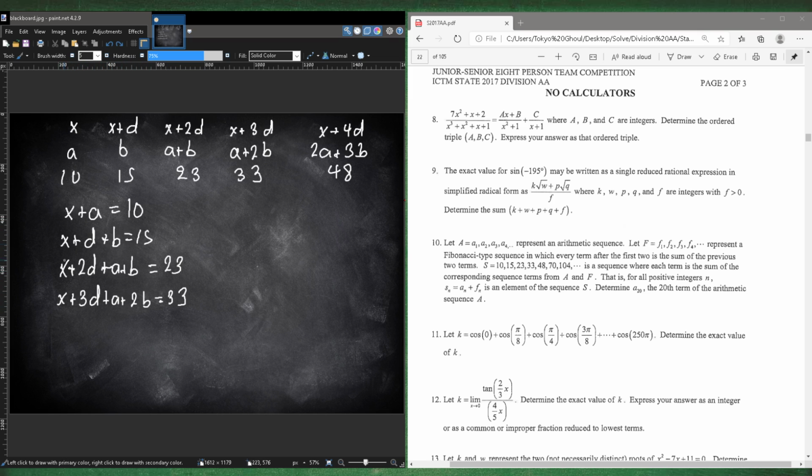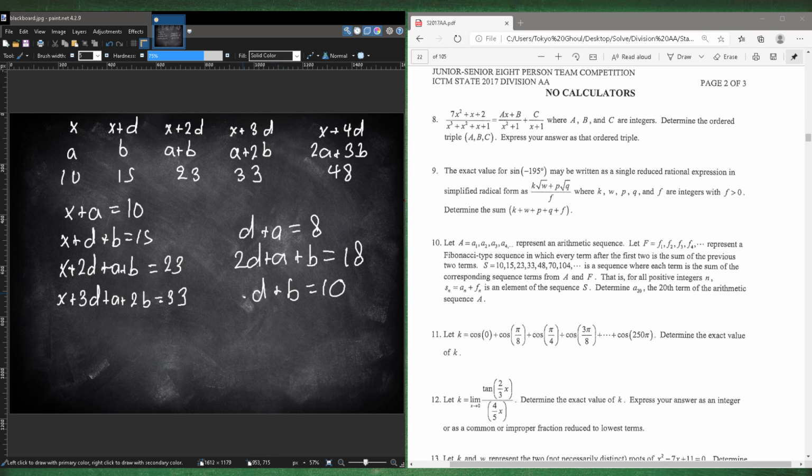So x minus x is 0, 2d minus d is d, a is a, and b minus b is 0, so 23 minus 15 is 8. Then use the fourth and the second: x minus x is 0, 3d minus d is 2d, we have an a, 2b minus b is b, and that's equal to 18. So this equation minus the previous equation: 2d minus d is d, a minus a is 0, and we just have b, so d plus b is equal to 10.